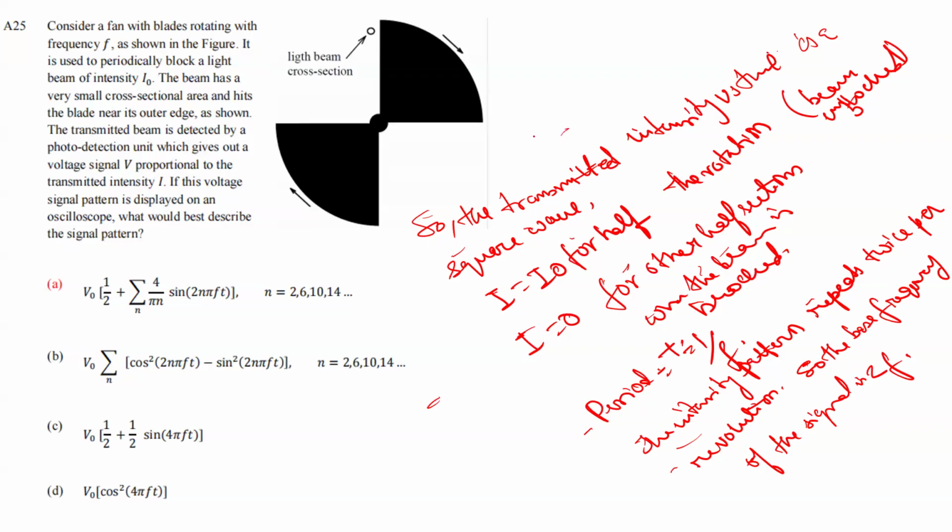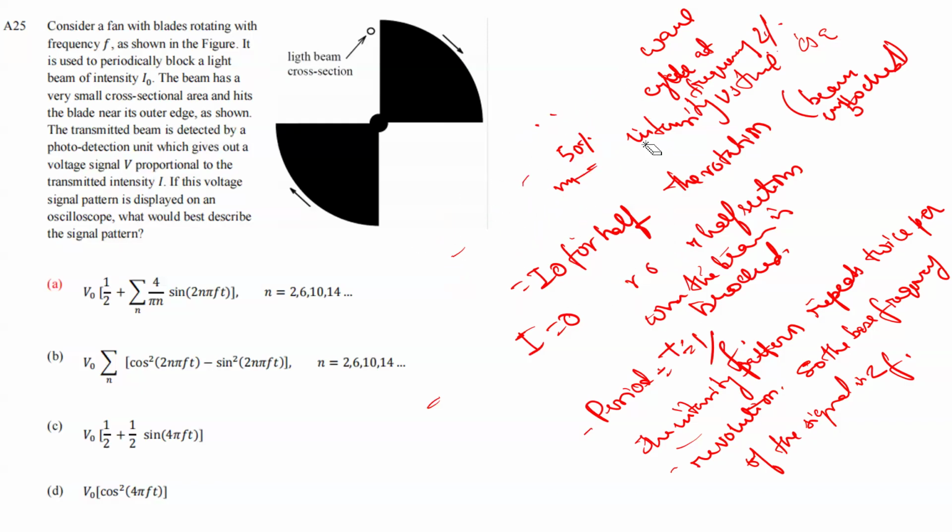So this is a square wave of 50% duty cycle at frequency 2f. Okay, a square wave of 50% duty cycle and amplitude A can be expressed via a Fourier series, right?